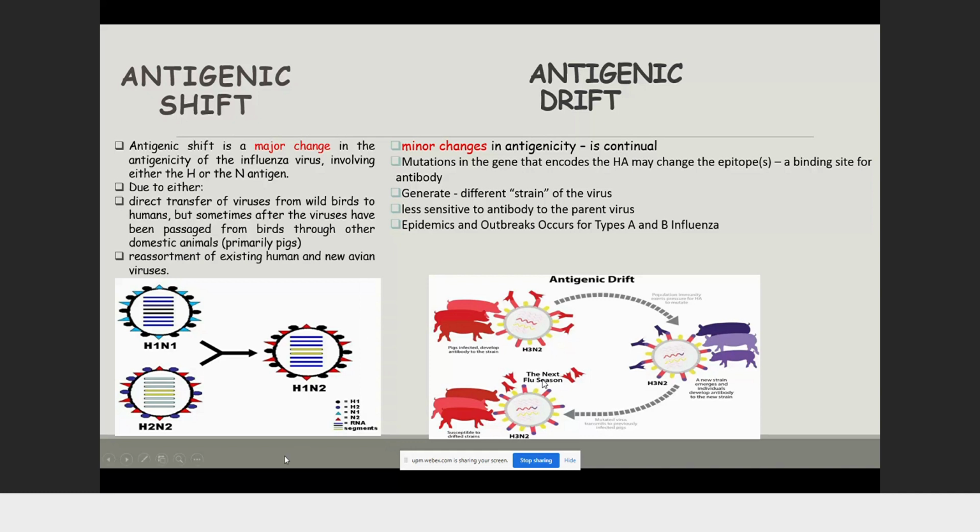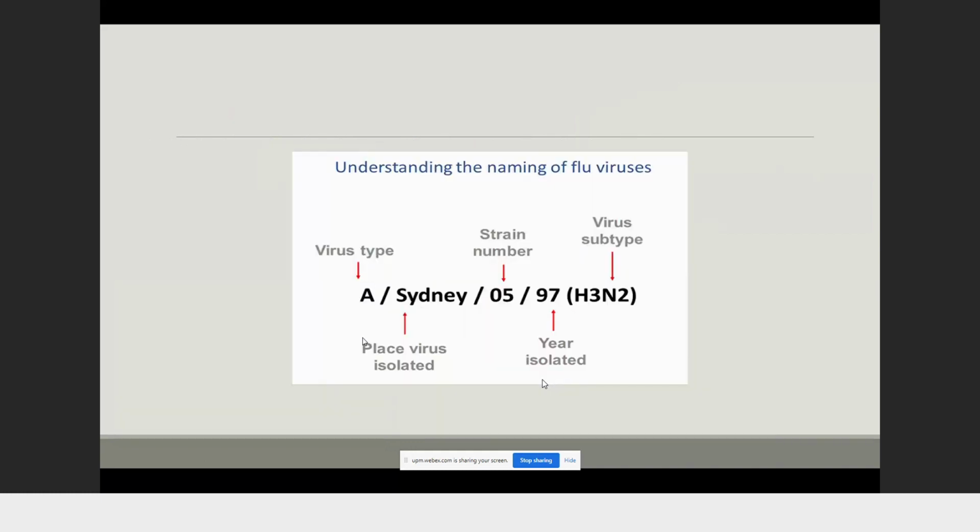Okay, this is an example of how most of the new subtypes are produced in nature right now. Most of the time it is because of reassortment between human and avians, between wild birds and commercial birds, between pigs and birds and human, and you will see later on the examples of reassortment which are caused by antigenic shift.